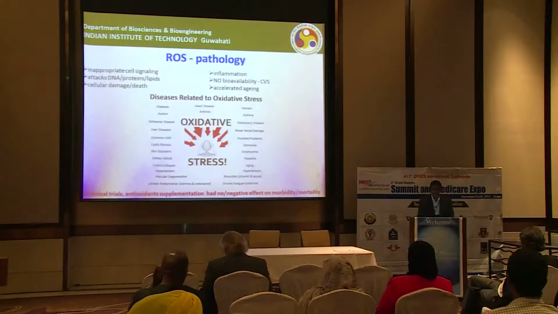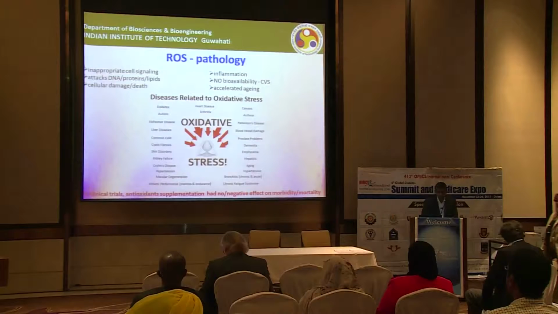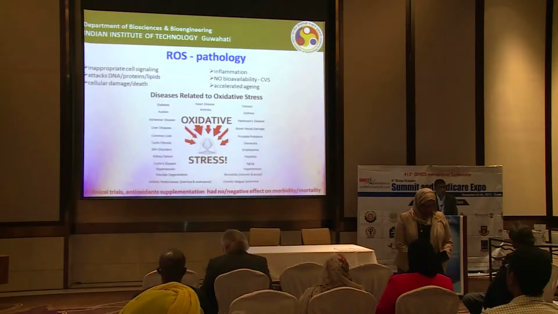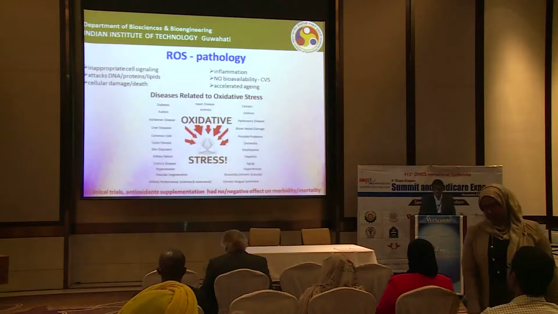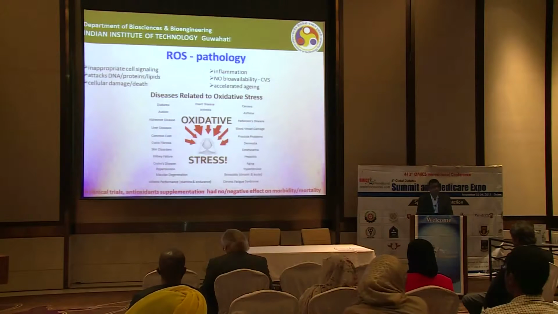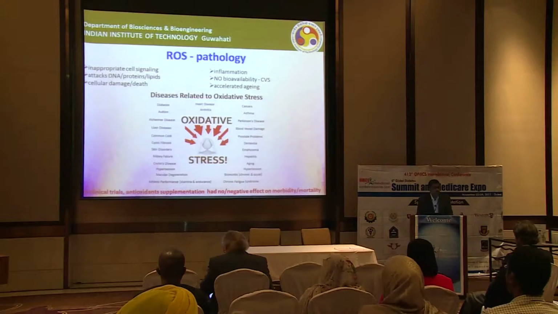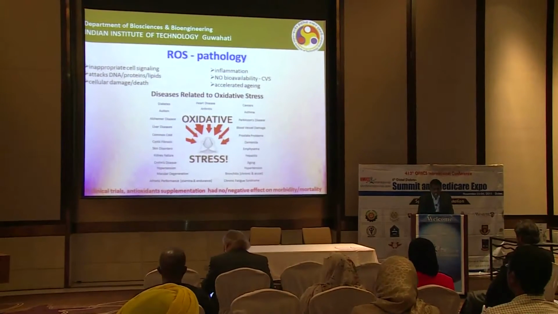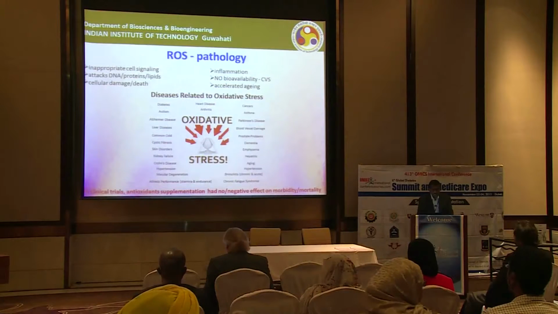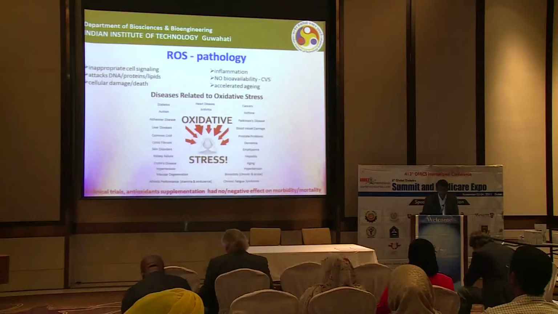As I told, ROS-mediated pathologies are widespread, starting from inflammation to liver, alcoholic disease, to neurodegenerative diseases. If the ROS is excessive and our antioxidant mechanism is ineffective, ROS will start attacking our own cells, DNA, proteins, lipids, different molecules, and cause cell death and cell damage, which can lead to any kind of disease, as I mentioned.